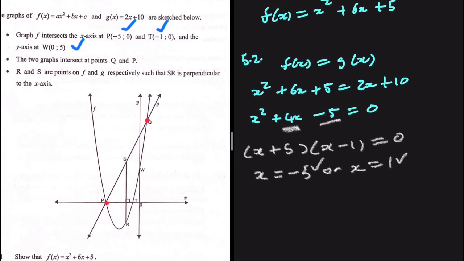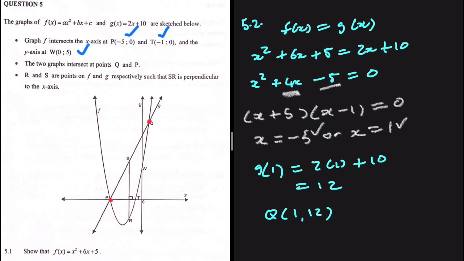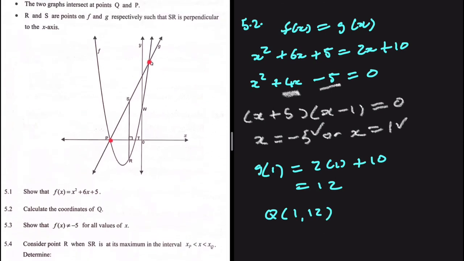So now we just need to substitute x equals 1 in either f(x) or g(x) to find the y value of Q. So let's substitute it into g(x). So g(1) will be equal to 2 multiplied by 1 plus 10, which is equal to 12. So the coordinates of Q, we have 1 as our x value and 12 as our y value. That is how we're supposed to answer that question.